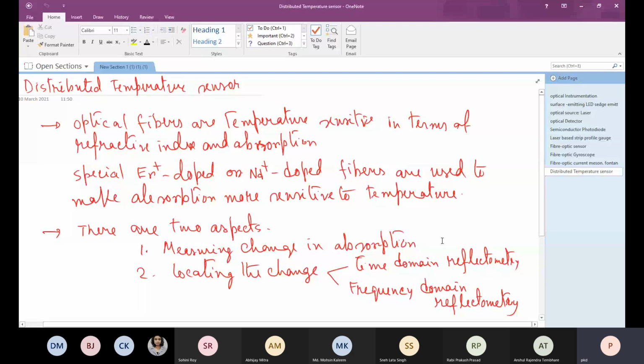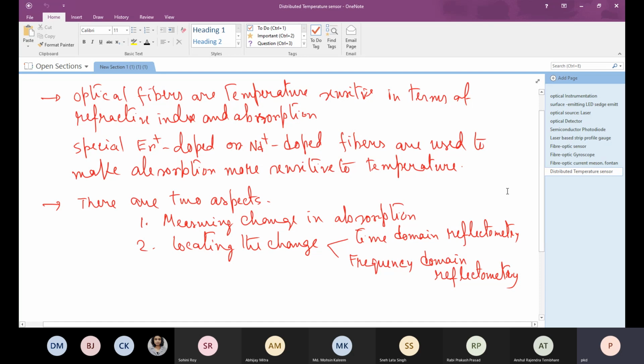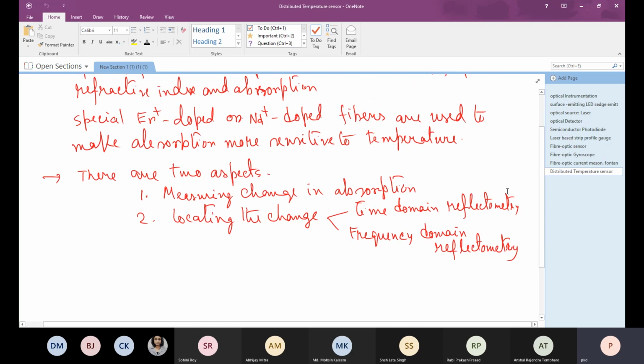So good morning everybody. So today we shall continue our discussion on distributed temperature sensor. So the temperature is mapped in terms of change in absorption or scattering.